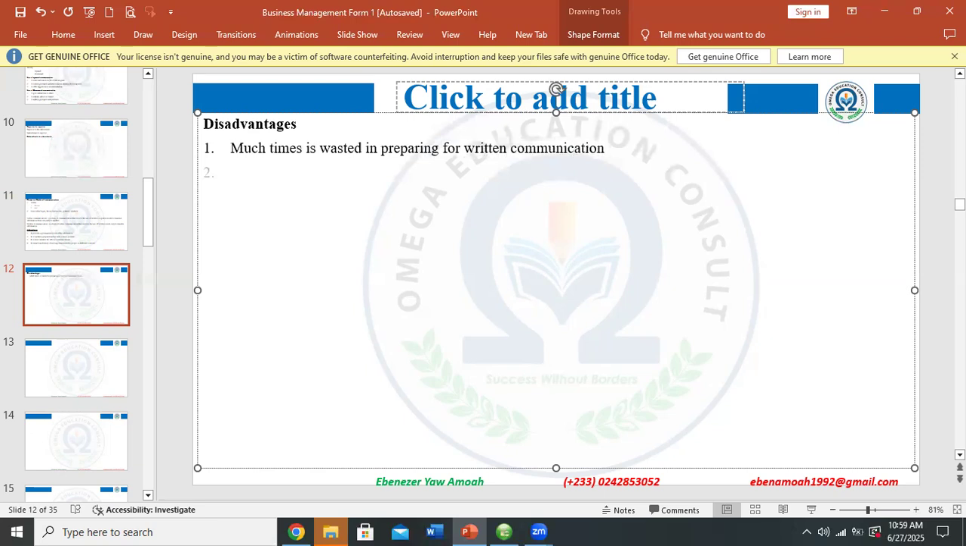Because sometimes you even have to check the spellings, you have to pick a dictionary and make sure. After writing, you have to read it again and see if you had made mistakes. So it wastes much time. So it's not suitable for emergency situations. Let me add that. It is not appropriate in times of emergencies.